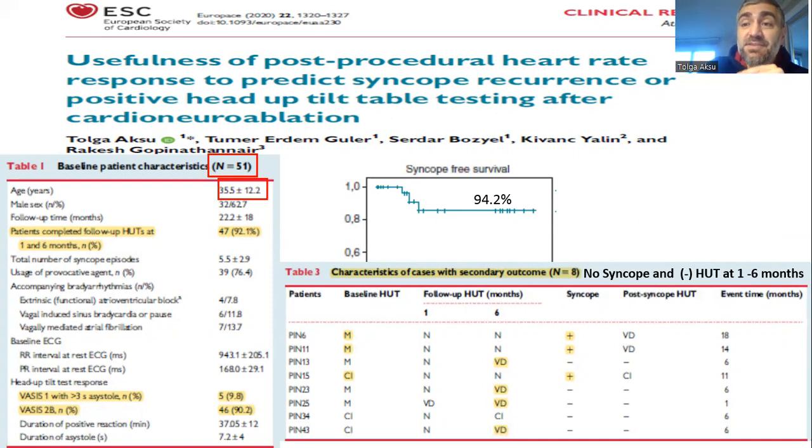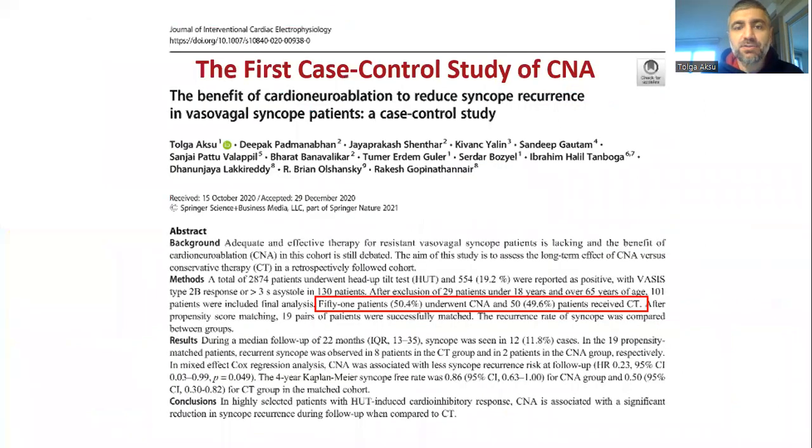So I don't suggest using cardioneural ablation in pure vasodepressor type reflex syncope cases, because according to our experience, we don't have any effect on the vasodepressive component by using the cardio ablation strategy. And then we published the first case control study.